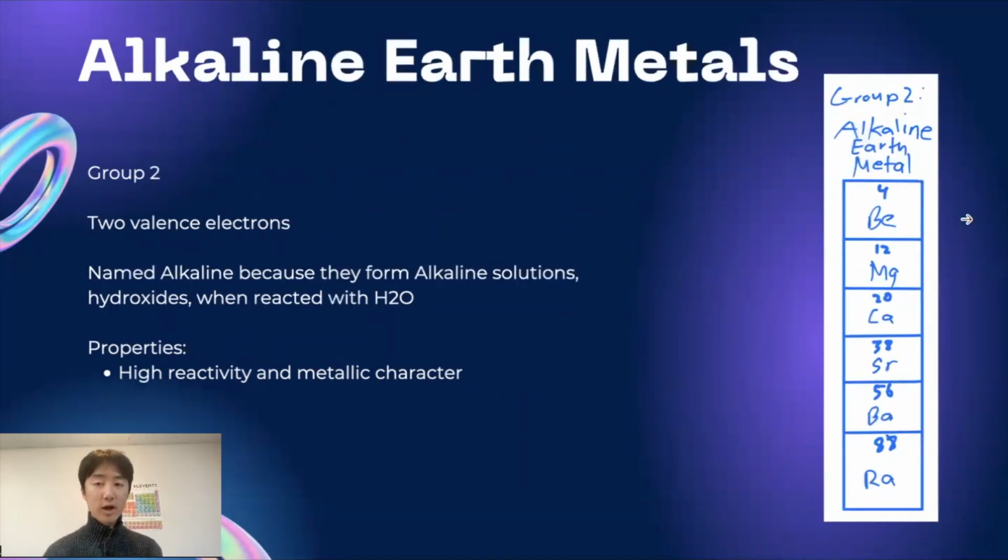Alkaline earth metals. Alkaline earth metals is group 2 in the periodic table. Now you might be wondering why it's named alkaline.